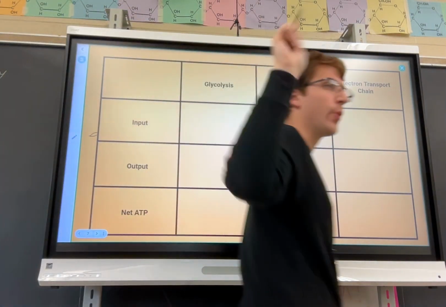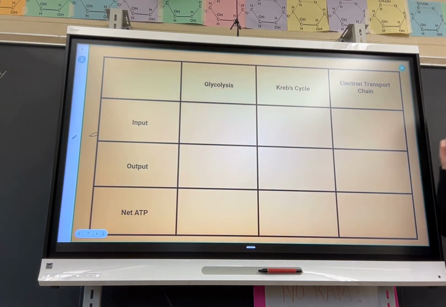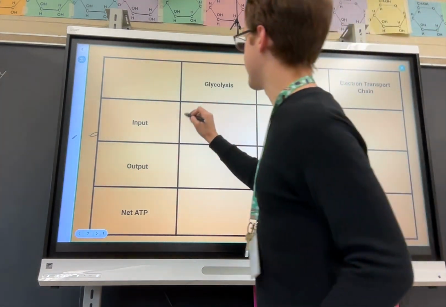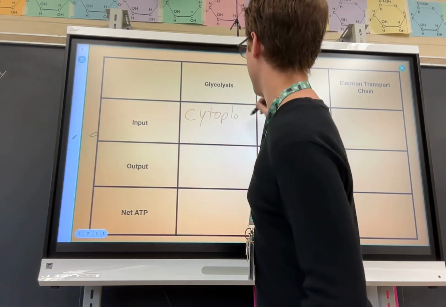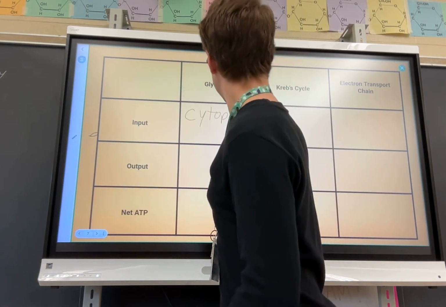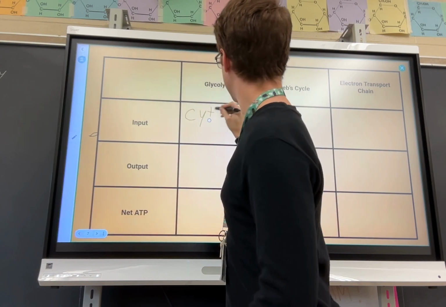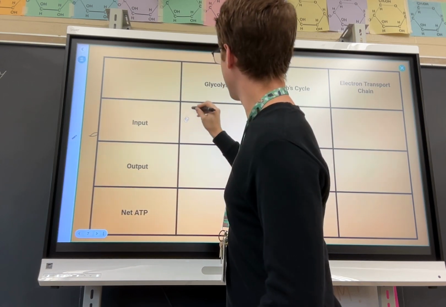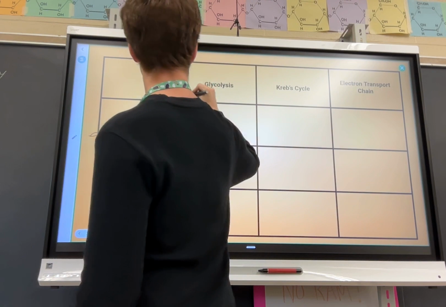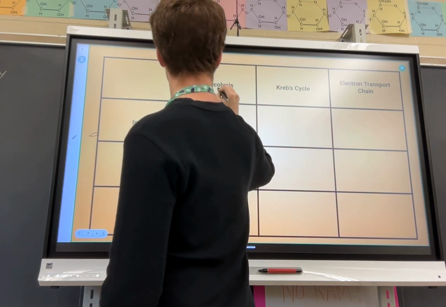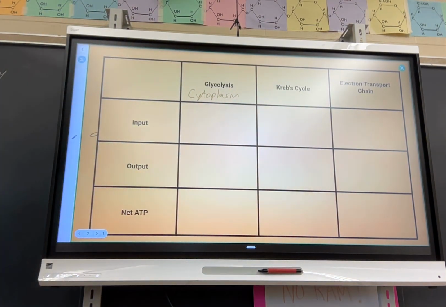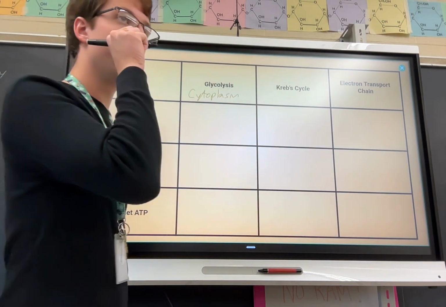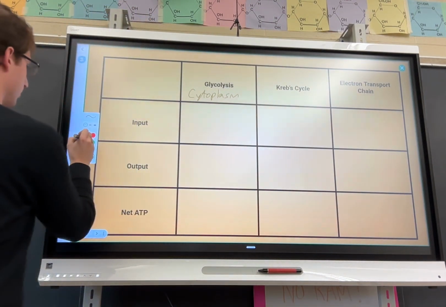So, where does glycolysis occur? In the cytoplasm. Wait, that's the input. I don't have it on here. It's fine. I'm going to just put it up here. All right. Matt, pick a color. Blue. I mean red. Change it red.